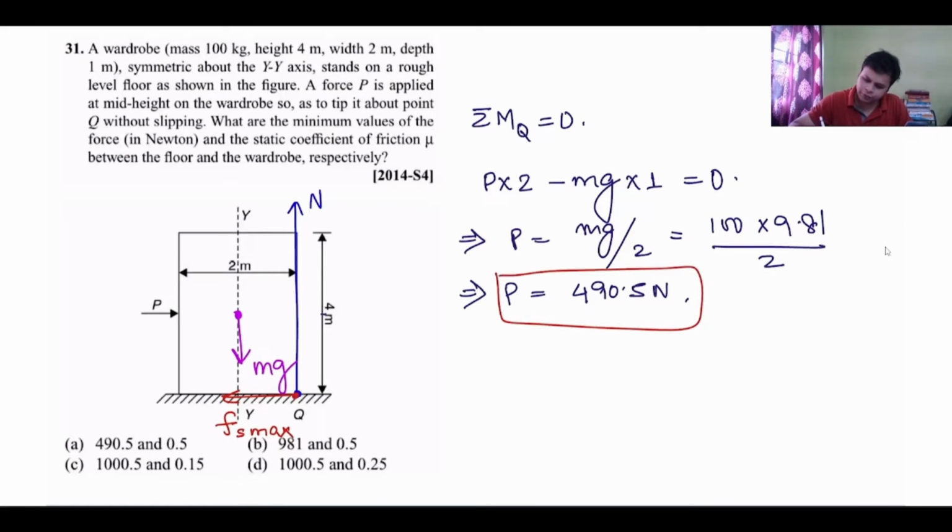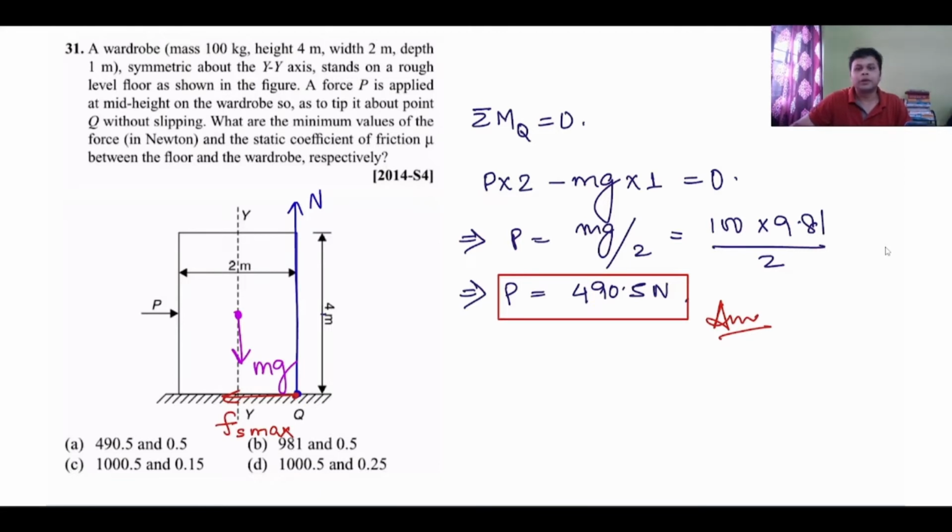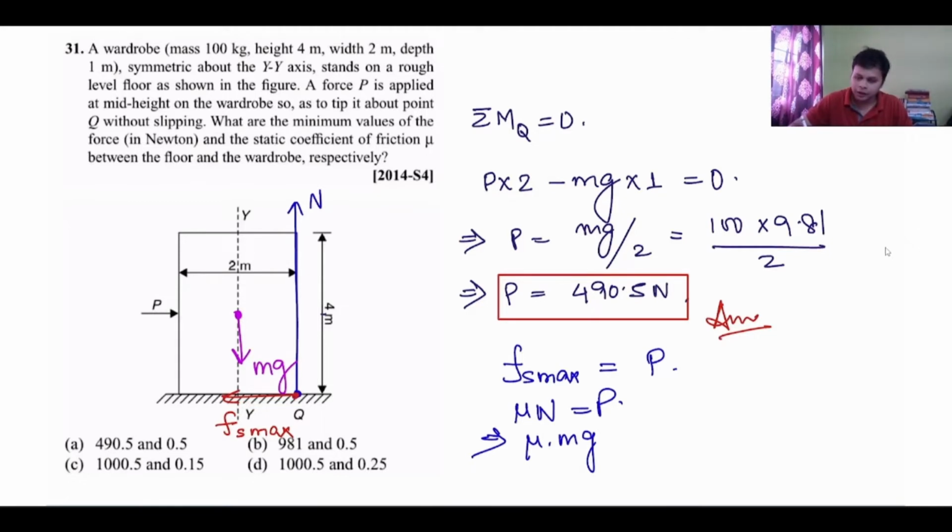Now I have to find the friction force. Again, very easy. This is the limiting condition. The block is in impending motion. So the friction force Fs max is equal to P at this condition. Both of them are just balancing each other, because the block is not moving forward, but it is about to tip off. At limiting condition, the force will be maximum static friction. So I can write mu into N is equal to P. This implies mu into mg, because N is nothing else but mg, is equal to P.